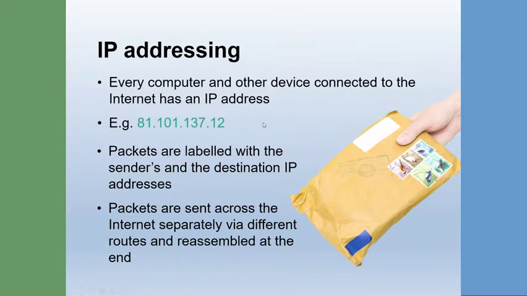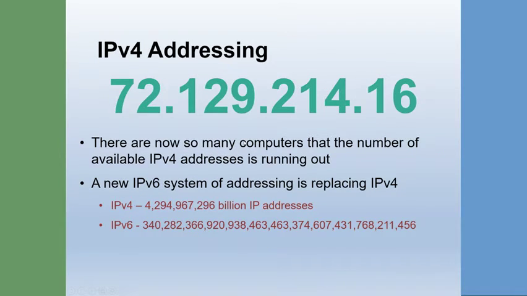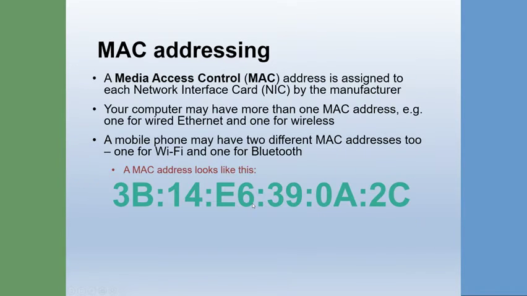Obviously, wireless network interface cards are self-explanatory. IP addressing: every computer is given what's called an IP address. It's an individual number. Every piece of information or packet that you send is labelled with your IP address and the IP address of who it's going to, and they're sent across the internet separately via different routes and reassembled at the other end. There are many IP addresses. You won't be asked a question about this.